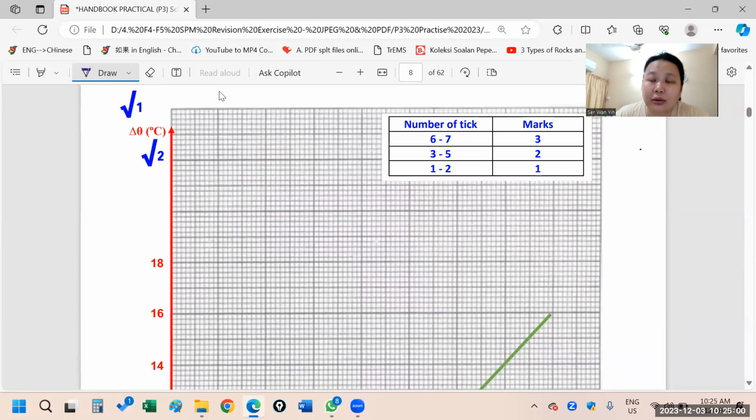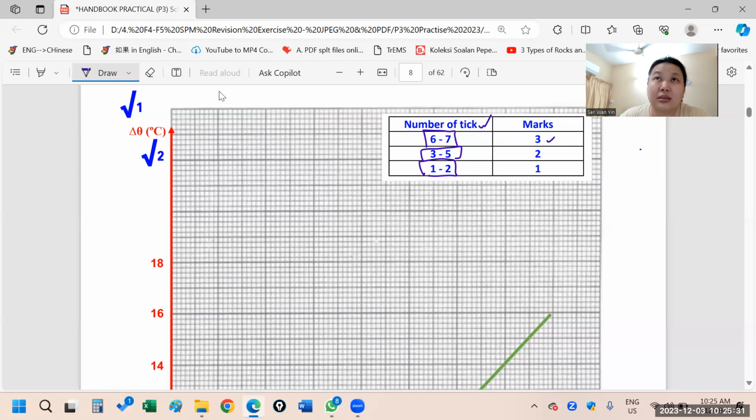How do we count? Normally, graph also got 3 marks. 1 to 2 ticks, 1 mark. You get 3 to 5 ticks, 2 marks. 6 to 7 ticks, 3 marks. So, for example, you lost 1 tick here, you still get 3 marks.